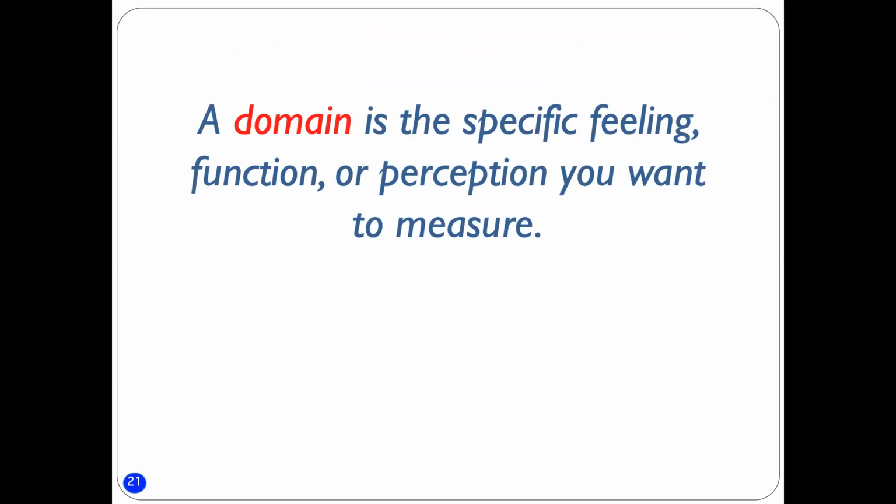To understand patient-reported outcomes, you need to understand a few terms. The first is a domain. What is a domain in patient-reported outcomes? Well, it's a feeling, a symptom, or a functioning, peer relationships, family relationships, or perception, things like well-being, that you want to measure. So the domain refers to the concept you want to measure.